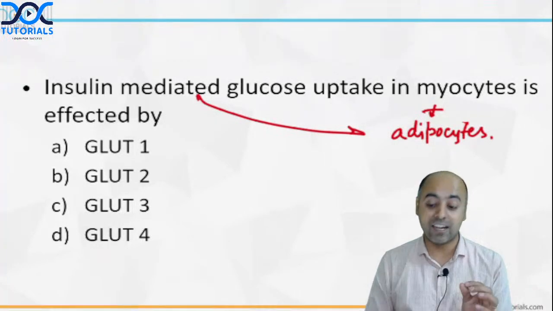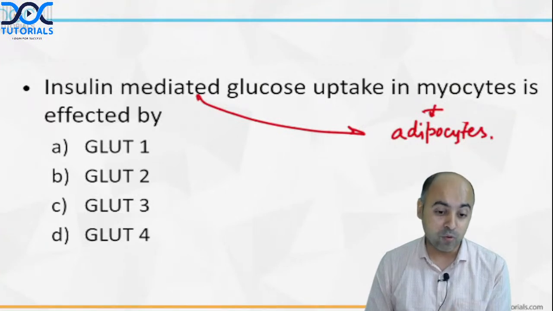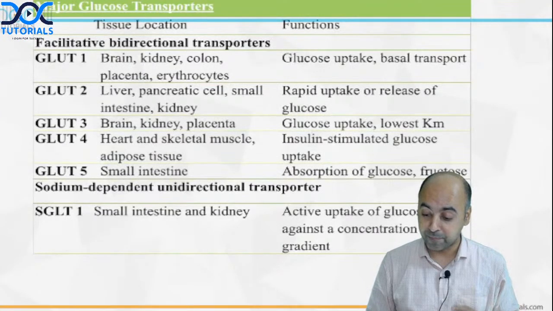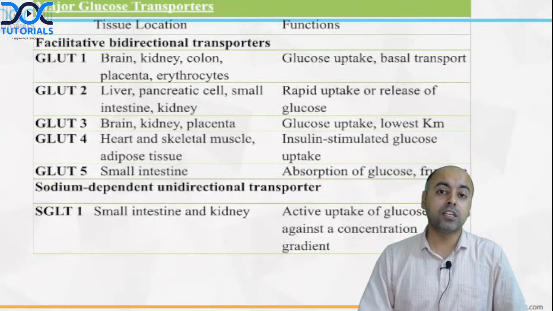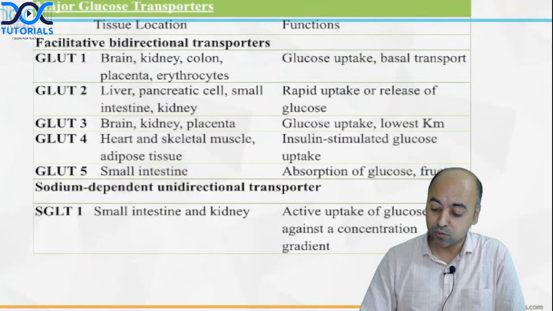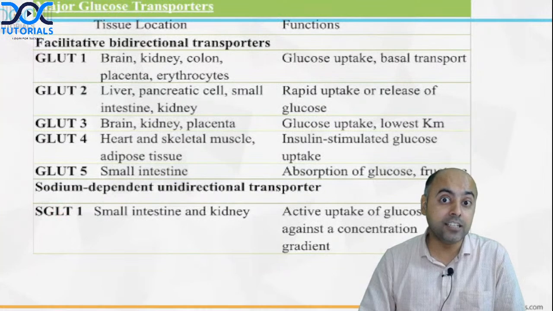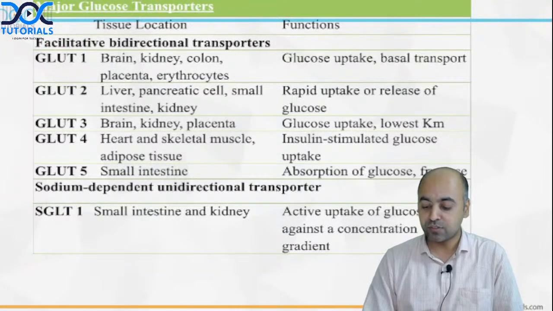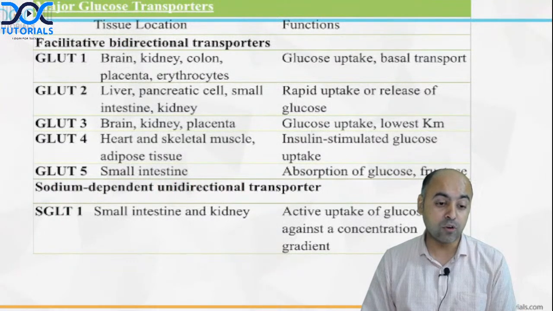So let us quickly take a look at the different glucose transporters and where they are located, what their important role is, and what are the points you should know about them. Number one, we have two types, the GLUTs and the SGLTs. GLUTs are facilitative and bidirectional, whereas SGLT is sodium dependent and unidirectional. Okay, these are the points which you have to keep in mind.